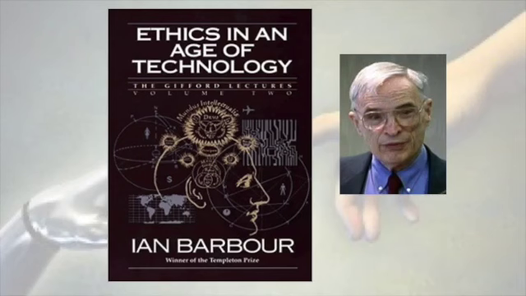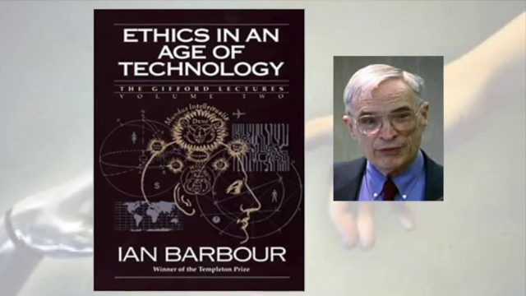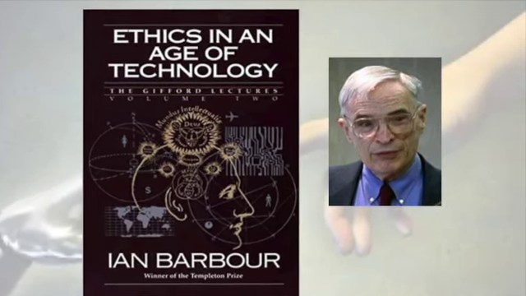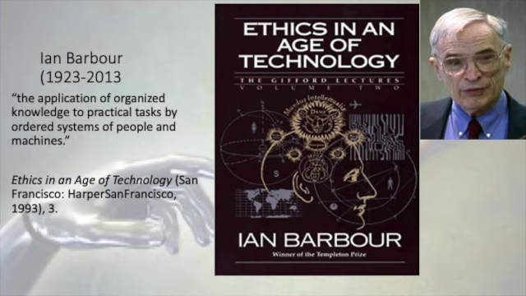Another way of naming technological things is to call them machines. This naming occurs in an important definition of technology in Ian Barbour's book, Ethics in an Age of Technology. Barbour's influential work of the early 1990s proposes a theoretical description of technology as the, quote, application of organized knowledge to practical tasks by ordered systems of people and machines. This description is excellent in many ways because it emphasizes the social dimension of technology.